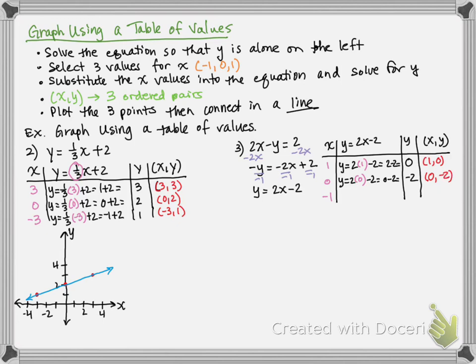And then last but not least, we're going to do negative 1 for X. We're going to get negative 2 take away 2. Signs are the same, so I add and I get a negative 4. So that ordered pair is going to be negative 1, negative 4. All right, so this one's pretty interesting. I've got negative y's, and I have positive and negative x's. So I'm going to bring back my graph paper.